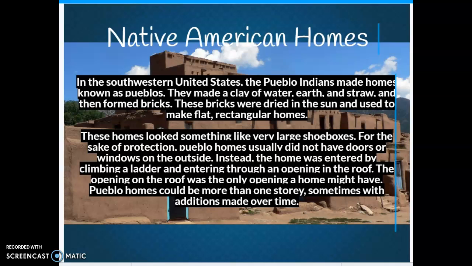Last but not least, we have the pueblo. Shocking, the Pueblo Indians made these homes. They were made of clay, water, earth and straw, and they formed these bricks, and you can kind of see them in the background there. The bricks were formed, and then they were dried in the sun, and then they were used to make these tall, rectangular-looking homes, almost like, as it says here, a shoebox. If you were to take a shoebox and sit it on its end.